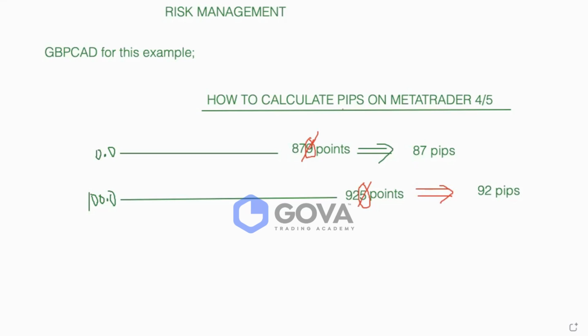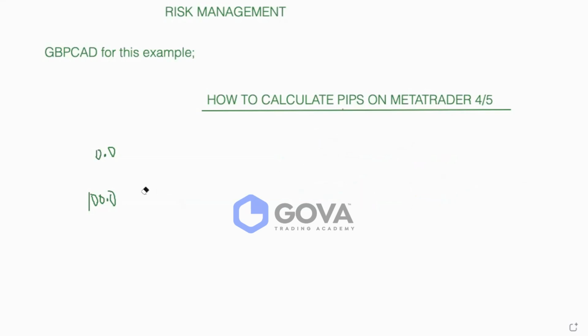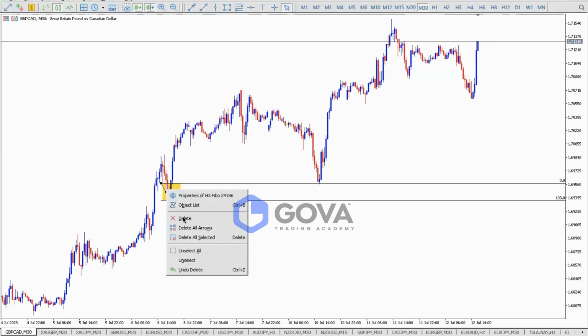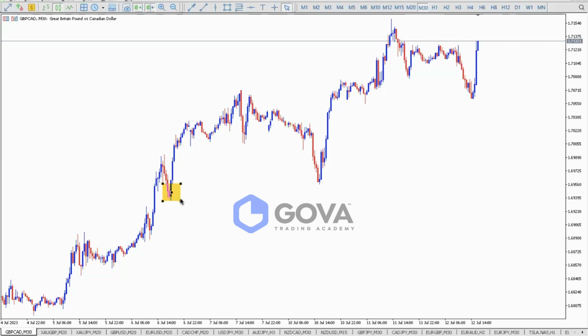So let's look at some examples on the chart. Going to the candlestick chart now, let us look at the example. All right, guys, so let us look at this example. Let us assume that this is your zone on GBP CAD or any other pair you are trading.